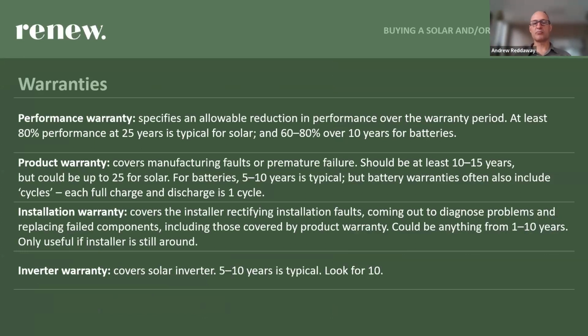Batteries, 10 to 15 years, how long they last. So the warranty length compared to how long the product lasts, often they're sort of similar. Installation warranty, yeah. So check if you did have a problem with one of these components, then how would it get fixed within that warranty period?